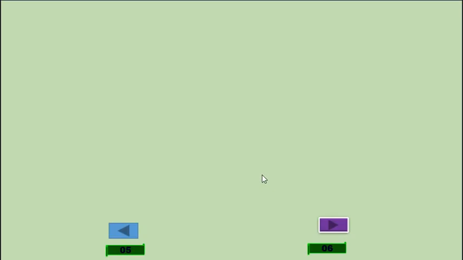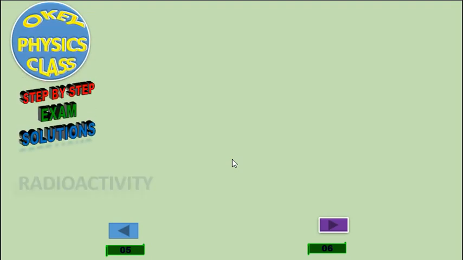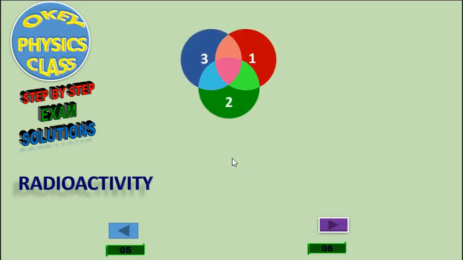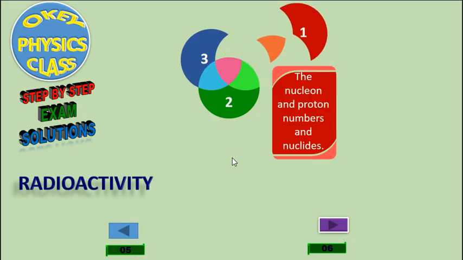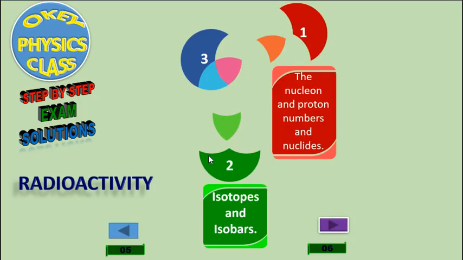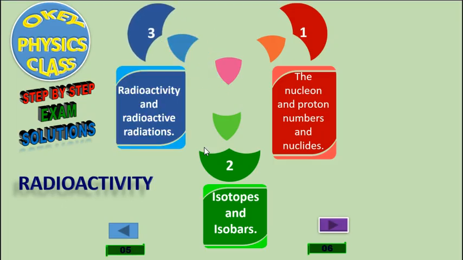Okay, physics class, present step-by-step exam solution to radioactivity video number 1. In this video, we will be looking at 3 major concepts or topics. Number 1, we'll be looking at the nucleon and proton numbers of a nuclide. Then number 2, we'll be looking at isotopes and isobars. What are they? Why are they important? Number 3, we'll be looking at radioactivity and radioactive radiations.